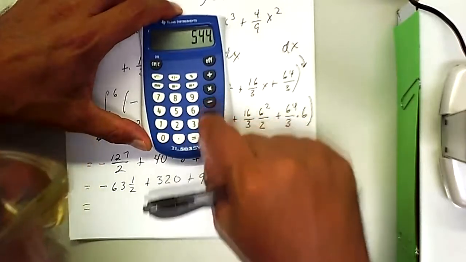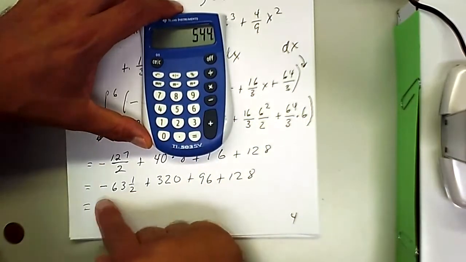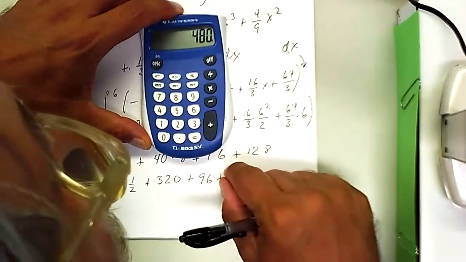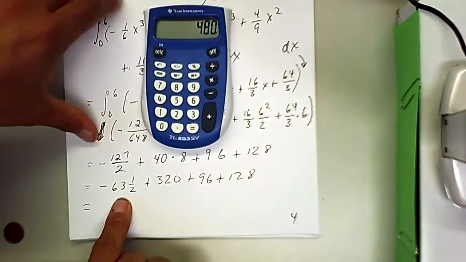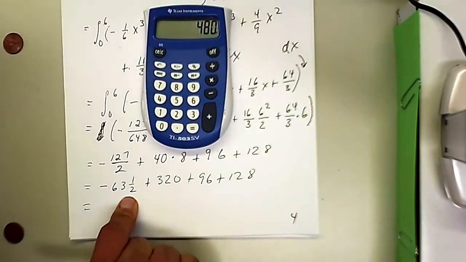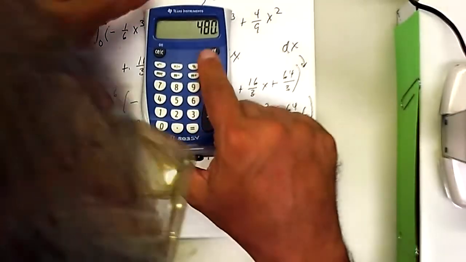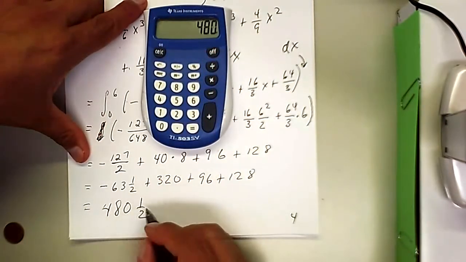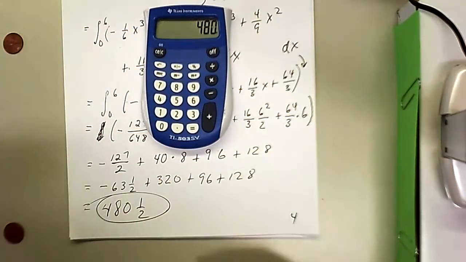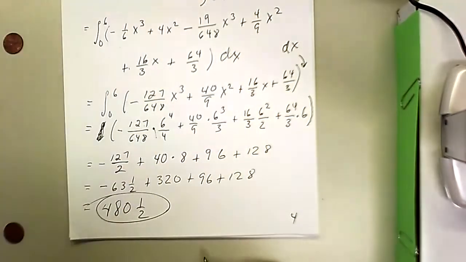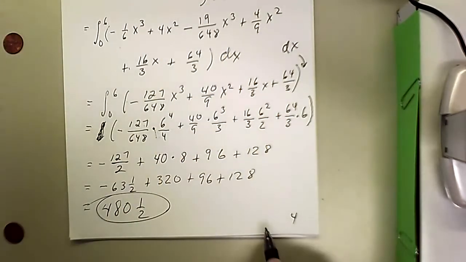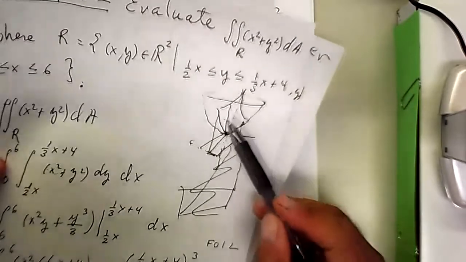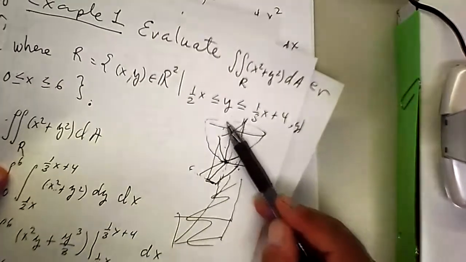But then we're going to take away, well, this is almost 64. So I'm going to take away 64, 480. But I took too much off. I took a half extra if I took away 64. So the answer is 480 and 1/2. So a geometric interpretation of this is that that is the volume of this thing. This is going up really, really high.